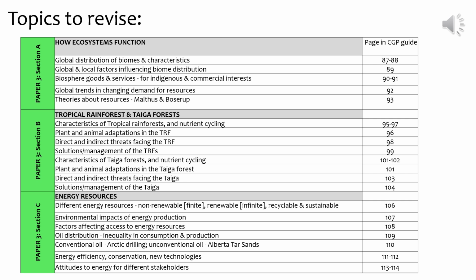Demand for resources, you need to know that it's increasing as population increases and people become richer or more affluent. You need to know your Malthus and your Boserup. So Malthus is doom and gloom, and Boserup said, don't worry, we will bring in new technology like combine harvesters, and we will be able to produce food on a mass scale to meet the needs of the people.